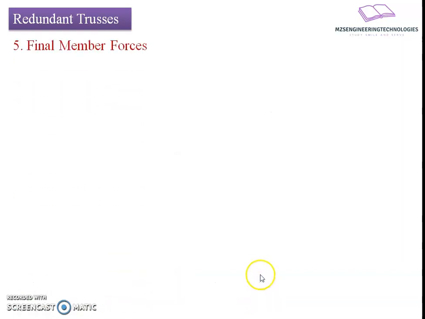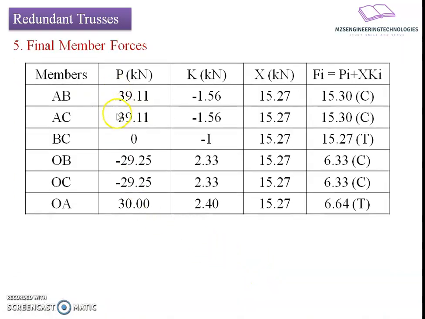Now with this, we will work on the final force in the member, which is found out as P force, K force and X contribution. So for AB it is 39.11 minus 1.5 into 15.27, resulting into 15.30, compressive in nature. Similar steps have been done for other members, and the final forces have been written with reference to their nature.